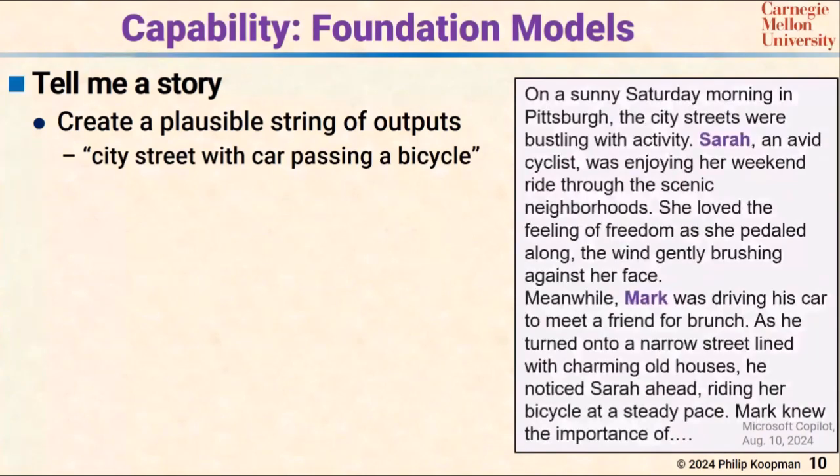I asked Microsoft Copilot, hey, I want a story about a city street with a car passing a bicycle. And I got this long narrative, which, if you read it, it's okay. It's grammatically okay, and it tells a story, and it talks about Sarah, and it talks about Mark, and so on. Well, how do you get this?